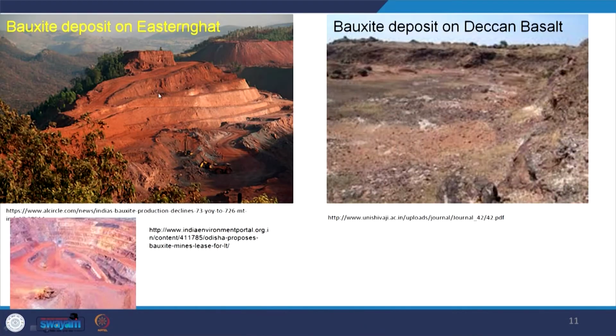Here are some photographs: one is a bauxite deposit in the Eastern Ghats and the other a bauxite deposit in the Deccan basalt. Both are examples of residual weathering or residual concentration.